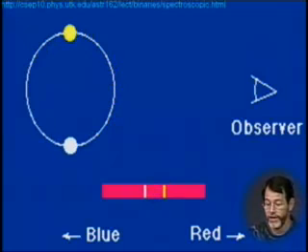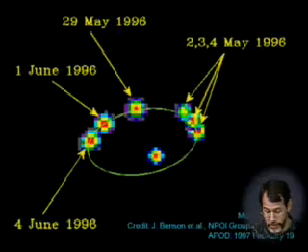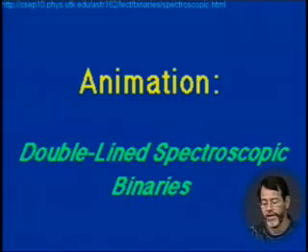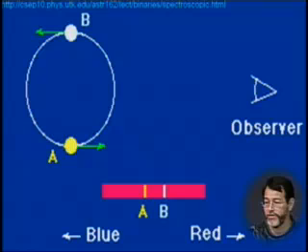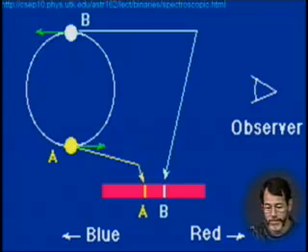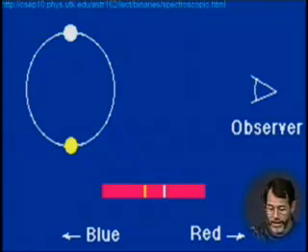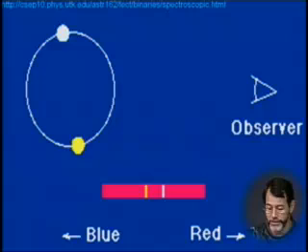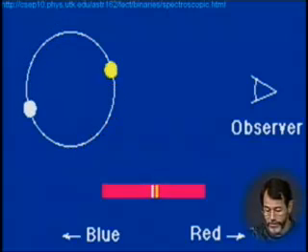The Doppler shift will cause the star moving toward you, that spectral line, to move to the blue end. And the star moving away from you, that spectral line will move to the red end. So I'll let them go through its paces once more, and you can watch as the stars go around relative to the observer how their spectral lines move.